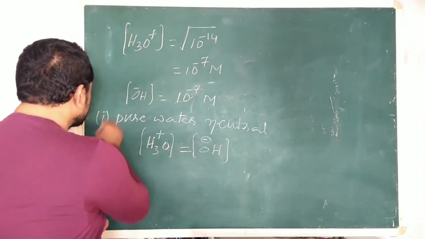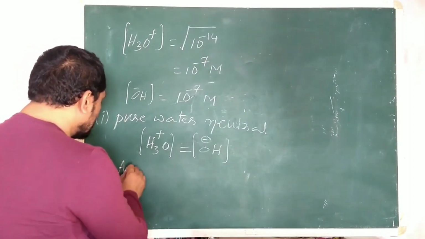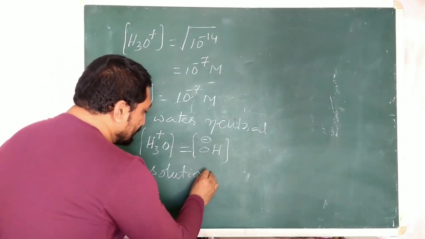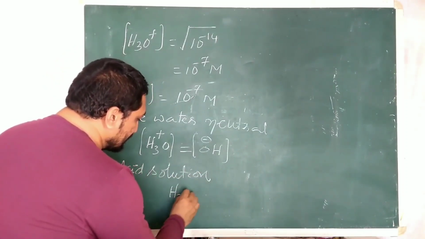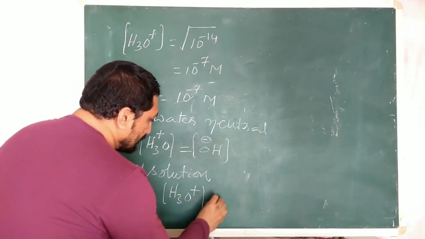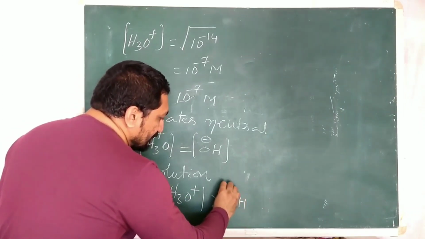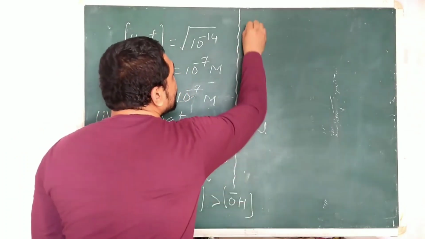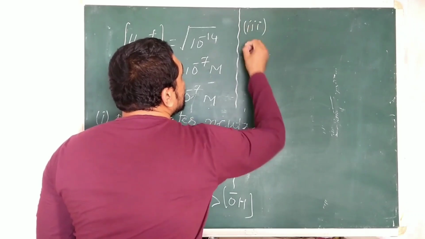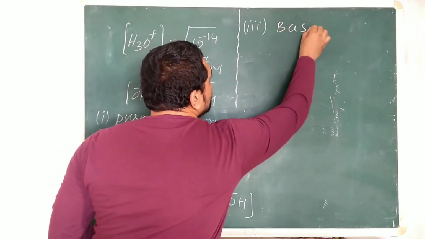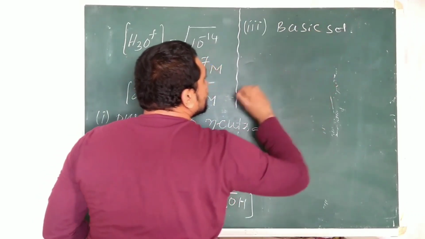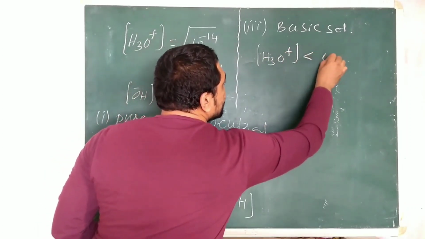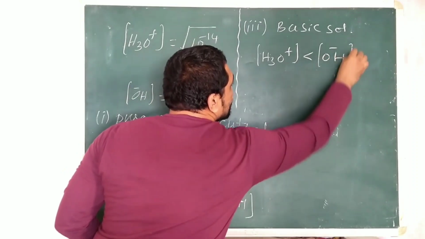This is condition number 1. So next, condition number 2. For acidic solutions, H3O plus concentration is greater than OH minus concentration. Third condition we will see. So what is the third condition, the leftover condition? The third one is for basic solutions. H3O plus concentration is less than OH minus concentration.